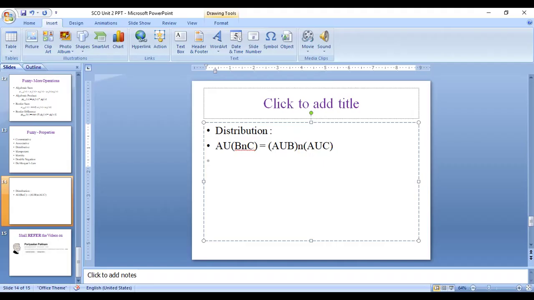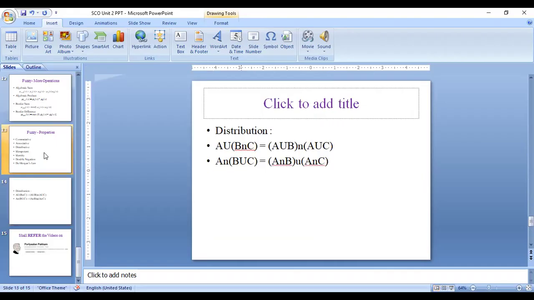Or else நான் போய் இந்த யூனியன் இன்டர்செக்ஷன் இடம் மாத்தி போடுறேன். It is A intersection of B union C கொடுக்குறோம் அப்படின்னா we can write like this, open bracket A intersection of B, union of A intersection of C. So which is closely similar to the digital electronics.